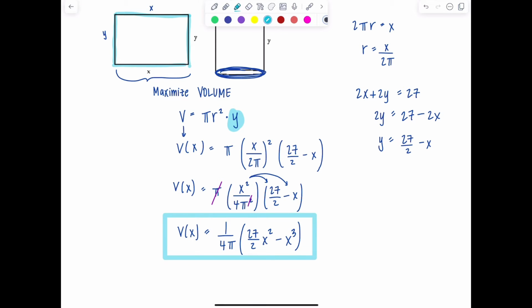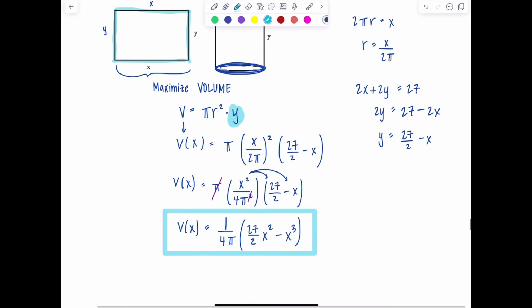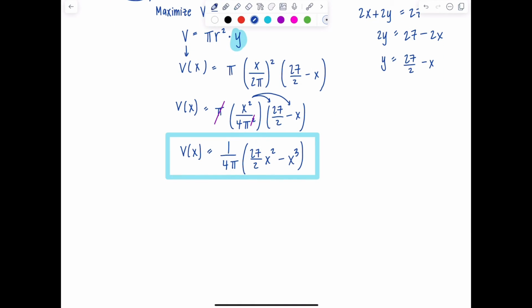Okay, how are we doing? Good? All right, so we need the derivative. We're trying to optimize this function. So V prime of x. Remember, this 1 over 4 pi constant just comes along for the ride on the derivative train. Derivative of 27 over 2 x squared, you bring the 2 in the front, it's going to cancel with this 2. So I just have 27x to the first minus 3x squared. Great. So now we have to identify our critical values.